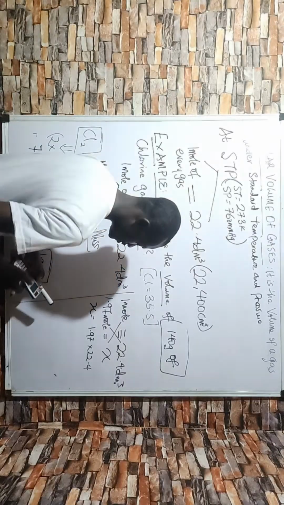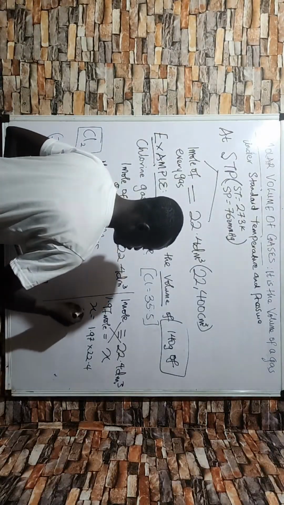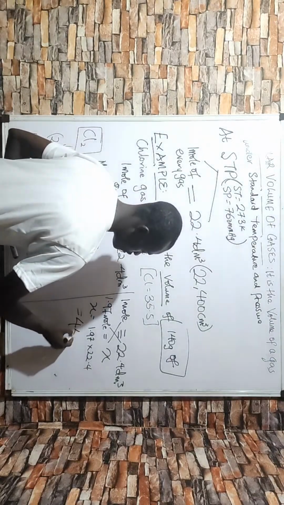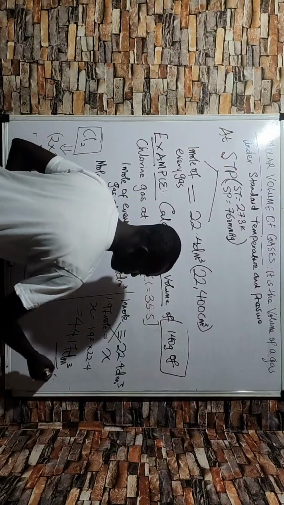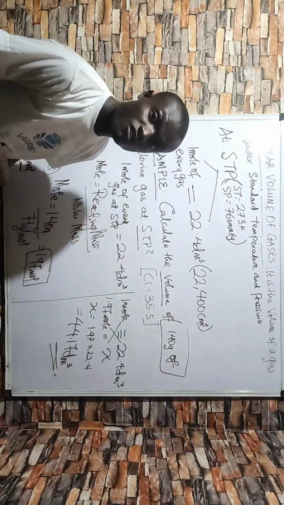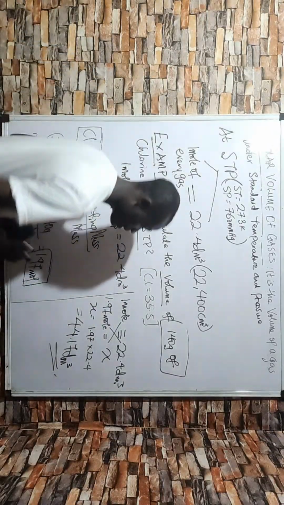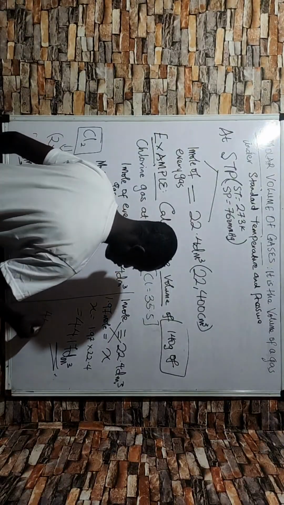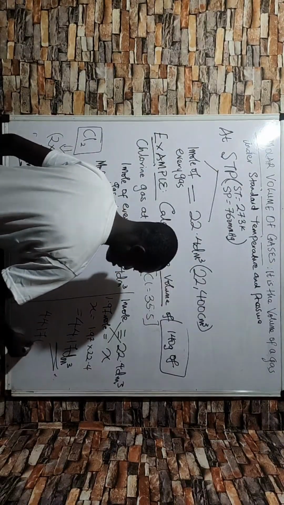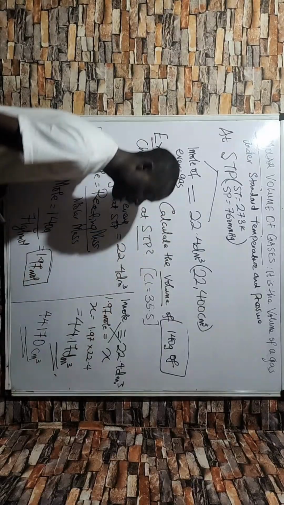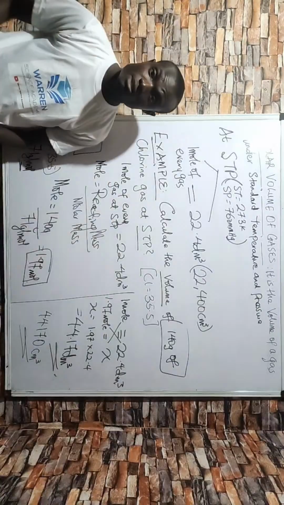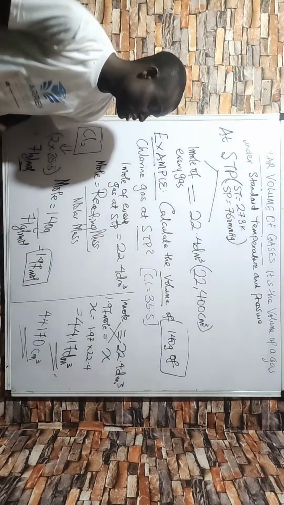And this will give us 44.17. So therefore, the final answer is 44.17 dm cube. So this is in dm cube. If we are told to leave the answer in cm cube, we multiply by 1000. And when you do so, we are going to have 44,170 cm cube. So that will be your final answer, either in dm cube or in cm cube. But the idea is usually in dm cube.